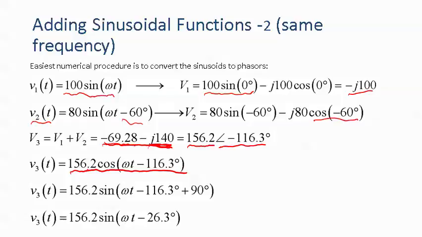Now, if you want it to look like a sine, we can do that too. All we have to do to change this cosine to a sine is to add 90 degrees to the angle here, and then it comes out 156.2 times the sine of omega t minus 26.3 degrees. And that way we can have our choice. It can be a cosine or a sine wave. Usually we're going to want the cosine. And that's how we can add sinusoids in the time domain, by switching over to phasors, doing the math where it's easy, and then back to the time domain.